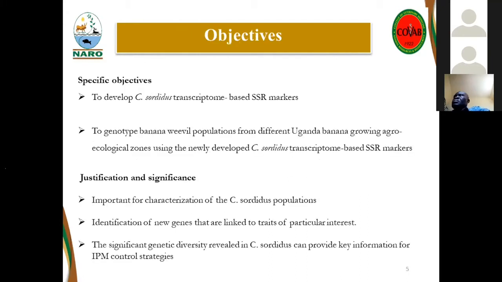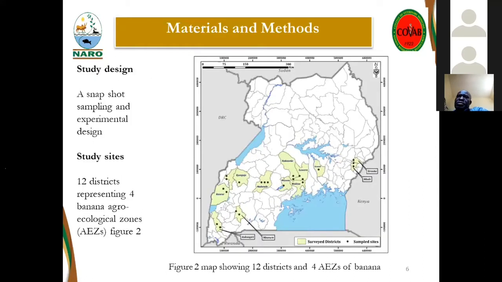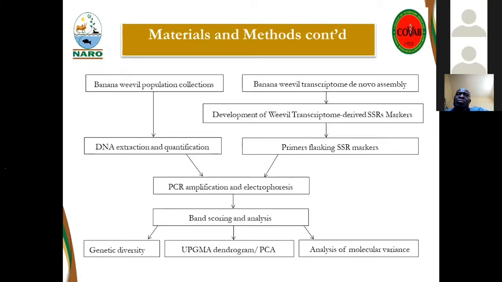Okay. Thank you. So these were my objectives. I obtained samples from 12 different districts of Uganda representing agroecological zones, as you can see in the map. I obtained samples in a range of 4 to 5 kilometers apart, and from farmers, approximately 200 banana weevils were brought and stored in the lab. And then DNA extraction was done for them.